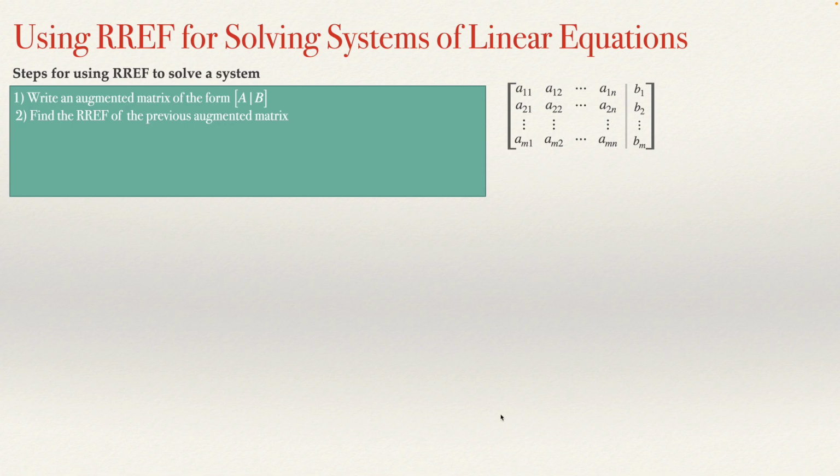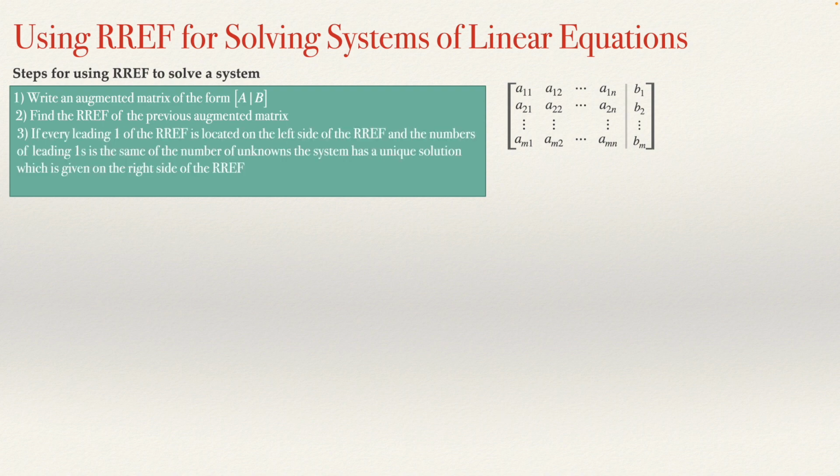Then as a second step, compute the reduced row echelon form of that matrix. As a third step, you will need to check this reduced row echelon form. Check whether every leading one is located on the left side of the reduced row echelon form, so none of the leading ones is in the last column. Everything will be on the left side.